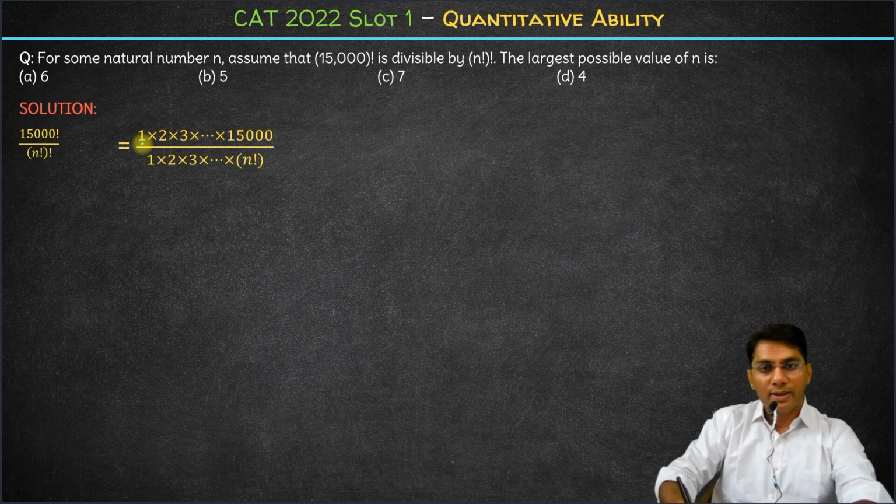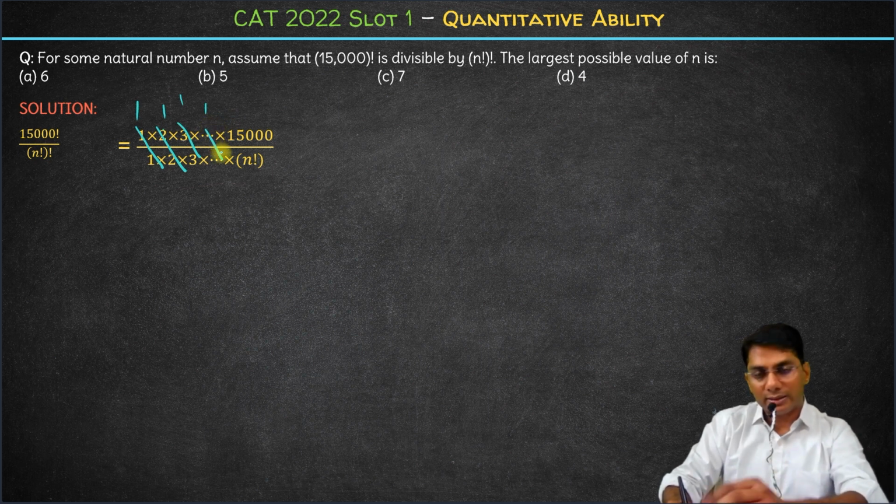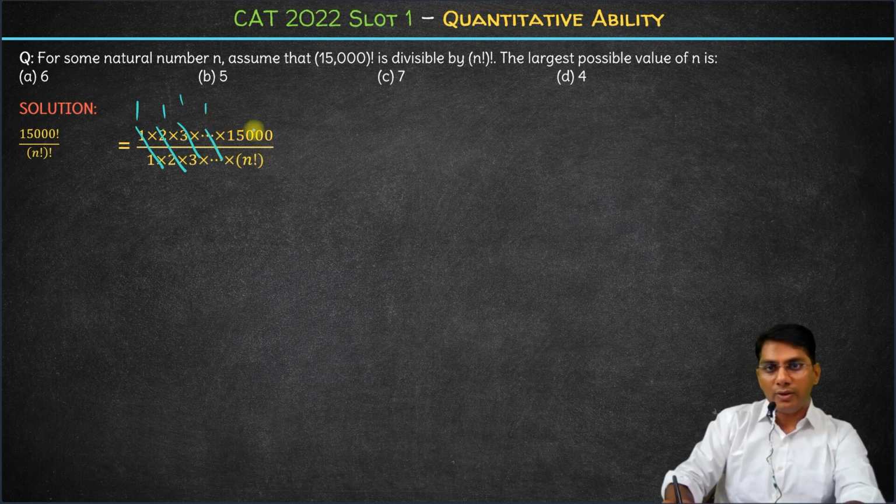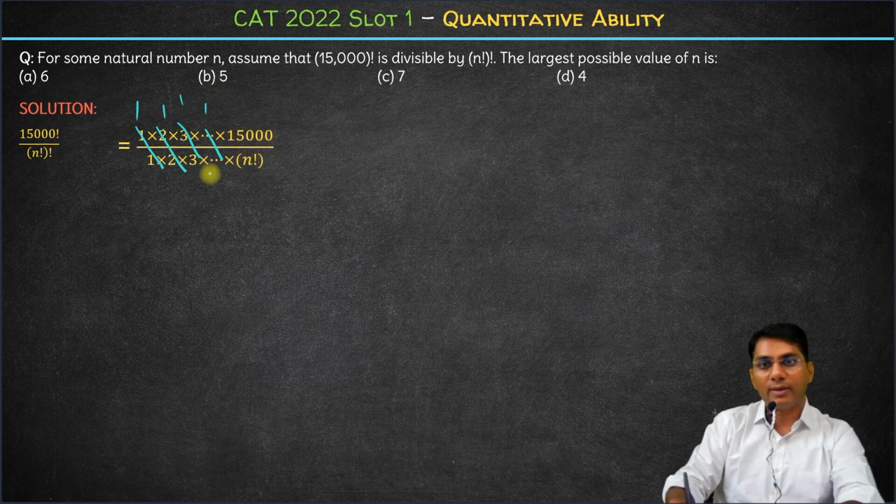So now you see 1 gets cancelled out, 2 gets cancelled out, 2 by 2 is 1, 3 by 3 is 1, 4 by 4 is 1, and so on, the numbers will keep getting cancelled out. So we need to figure out the highest possible value of n factorial such that this comes out to be an integer. Since it is completely divisible, this upon this should be an integer.